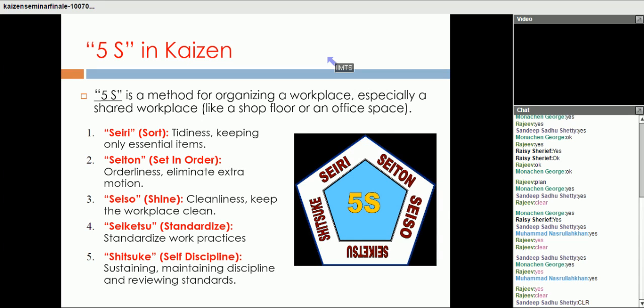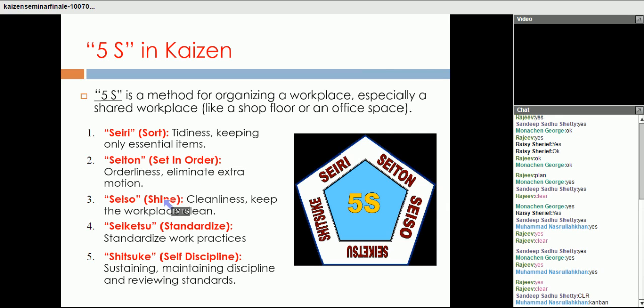Then what are the 5S in Kaizen? First is to sort, second is to set in order, third is to shine, fourth is to standardize, and fifth is self-discipline.